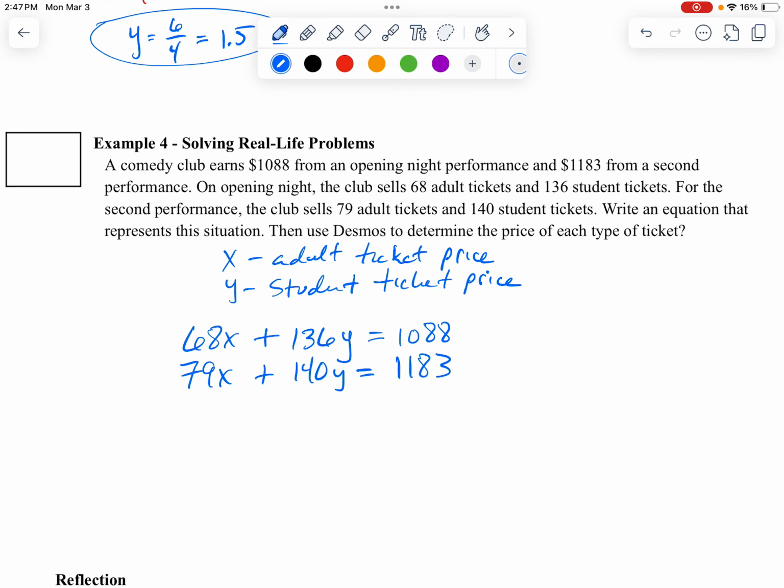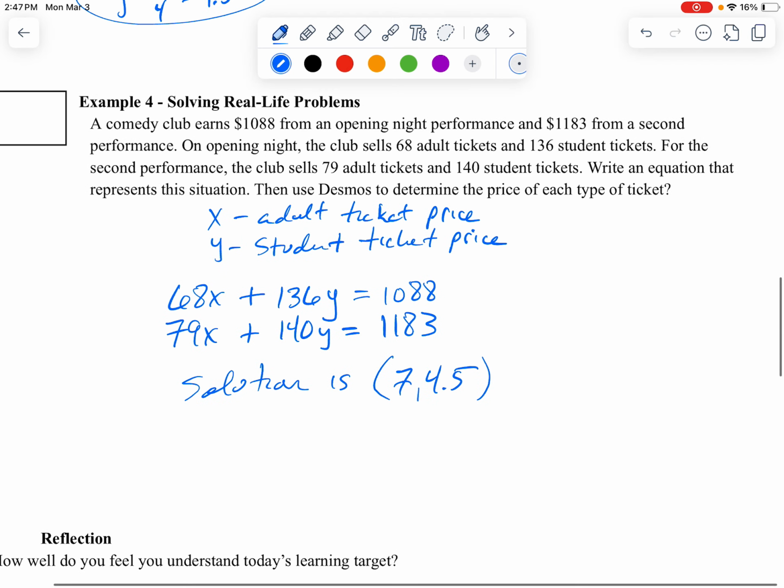So our solution to the system is (7, 4.5), meaning that the adult ticket price is $7 and the student ticket price is $4.50.